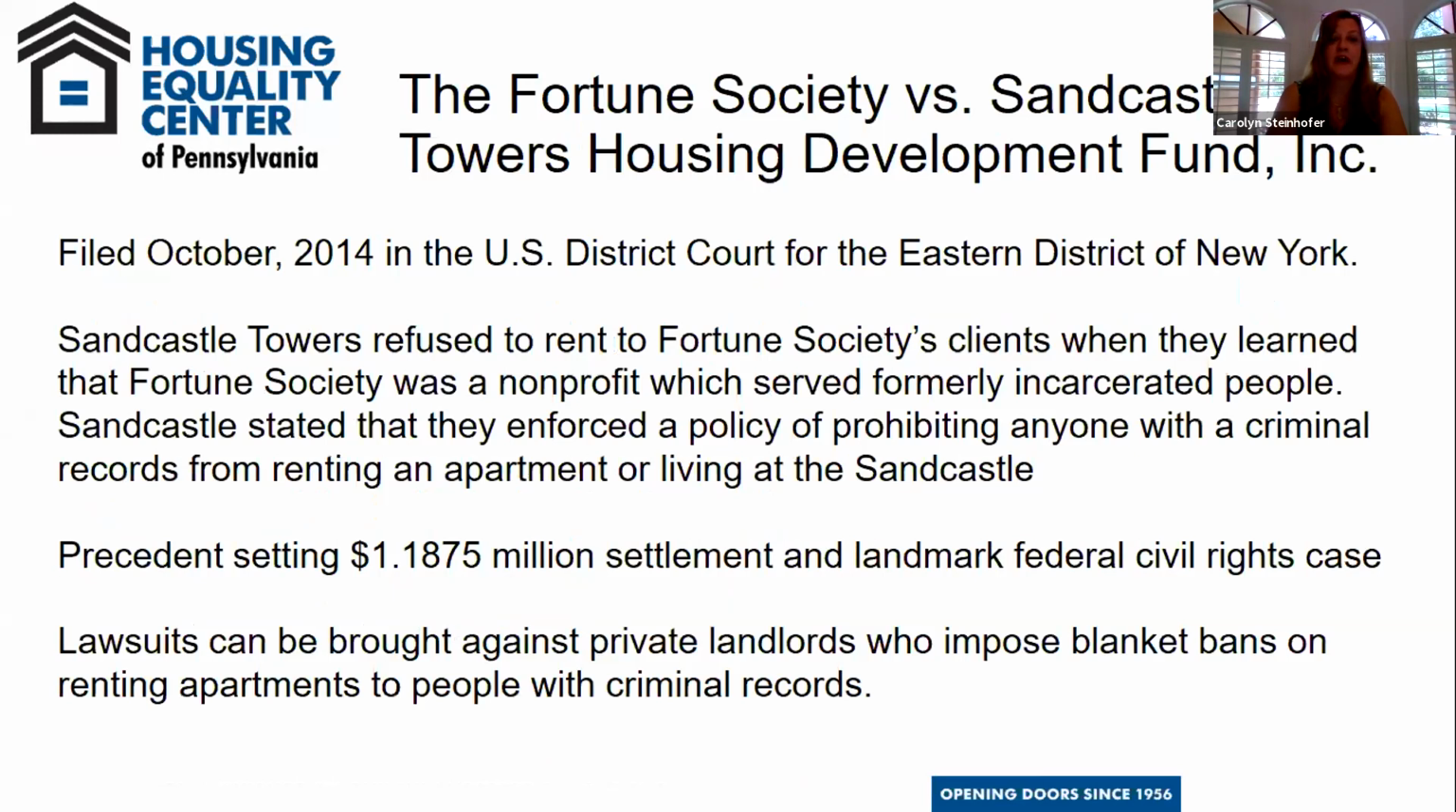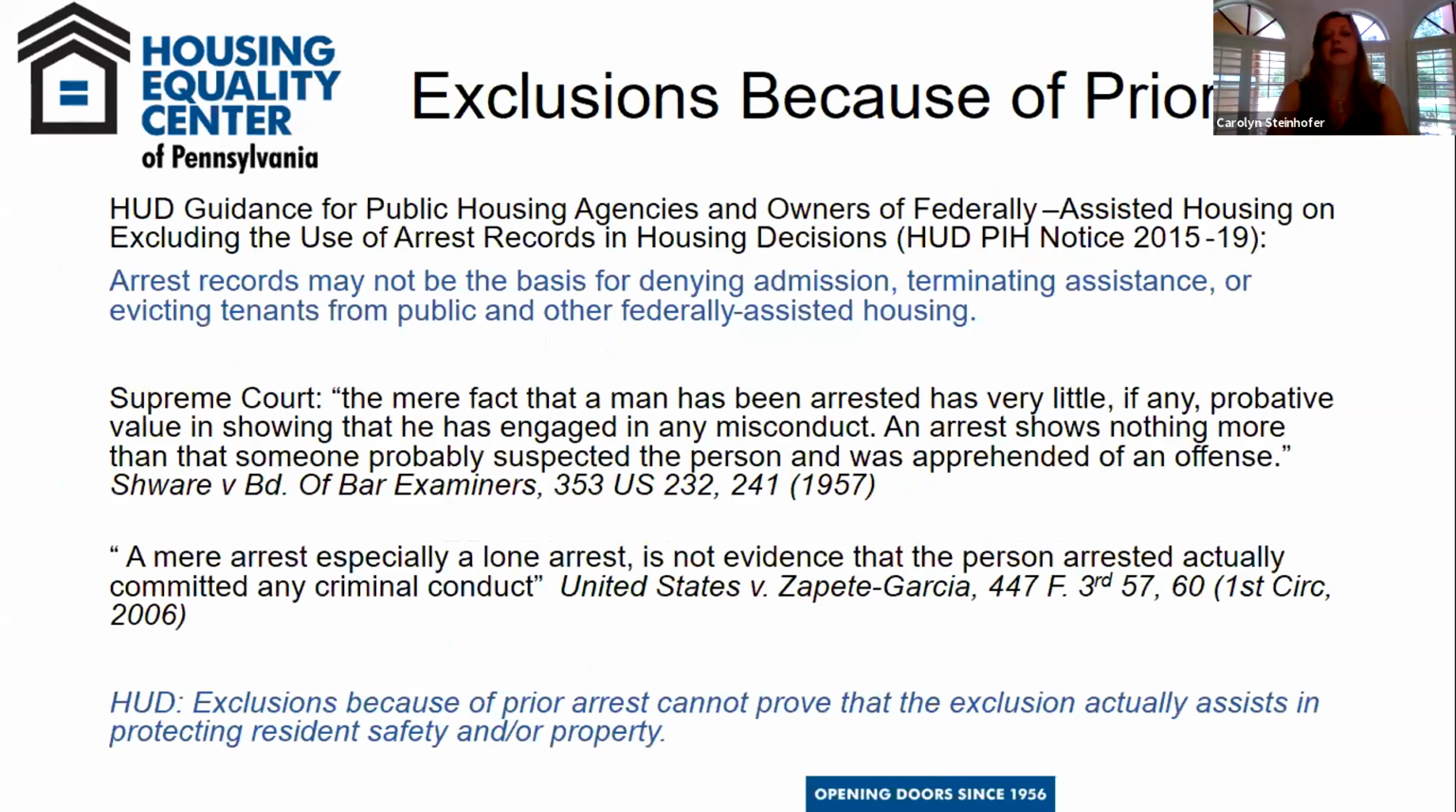There was a landmark case that was filed in October 2014. Fortune Society is an organization which assists people who are formerly incarcerated, assists them with employment and with seeking housing. They were looking for housing to house some of their clients at Sandcastle Towers, but Sandcastle Towers had a policy that they would not rent to anyone with a criminal record. So that was a precedent-setting $1.2 million settlement. It was a landmark federal civil rights case. Basically that established that lawsuits can be brought against private landlords who impose blanket bans on renting apartments to people with criminal records without taking into consideration the nature of the crime, the severity of the crime, and the recency of the crime. So HUD has already issued guidance on prior arrest.